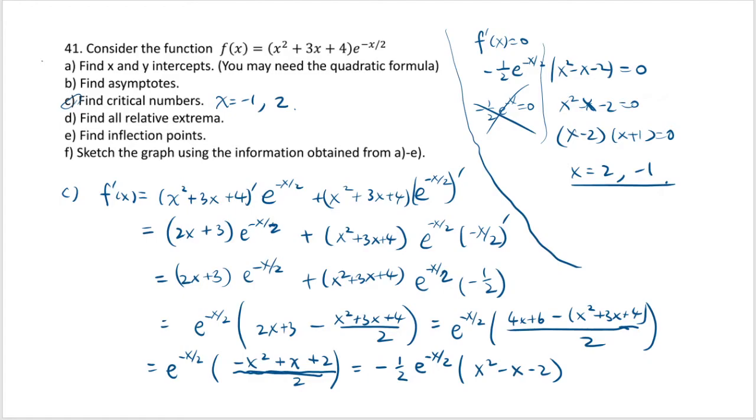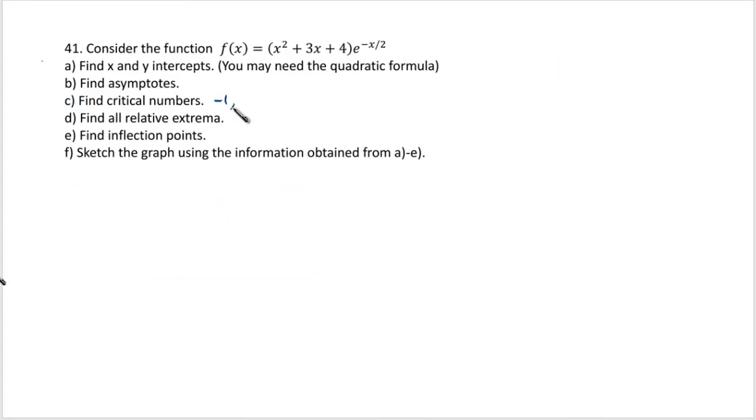Okay, now we have to find extrema. That means we need to investigate these critical numbers to see what happens at those points, whether we have a relative max or relative min. And once again, if you have the second derivative, it's easier to use the second derivative test. So let's take the second derivative. That's like taking this negative 1/2 e to the negative x over 2 times (x squared minus x minus 2). I'm taking this and I'm differentiating this, right?